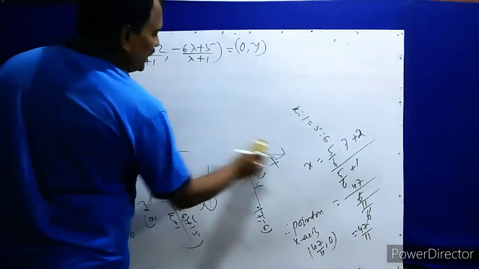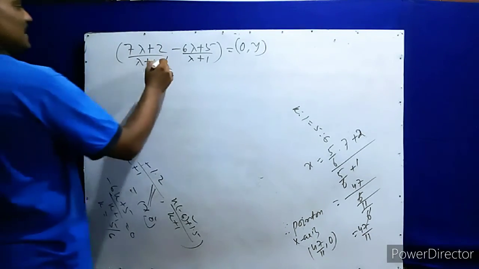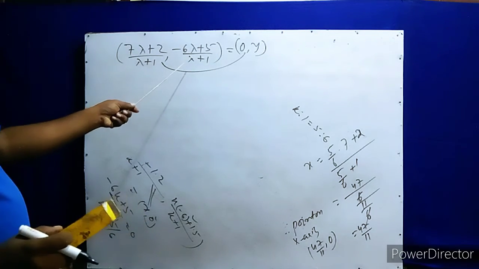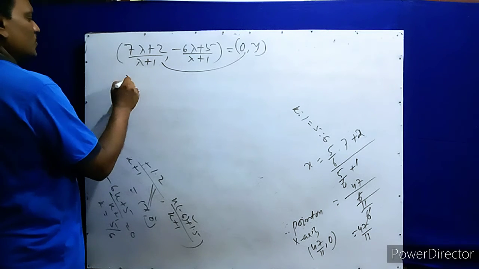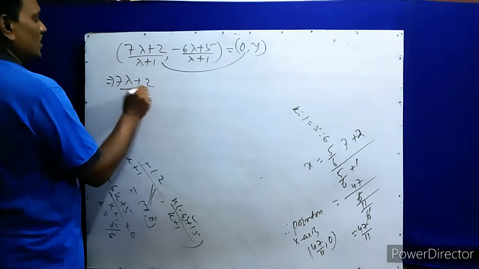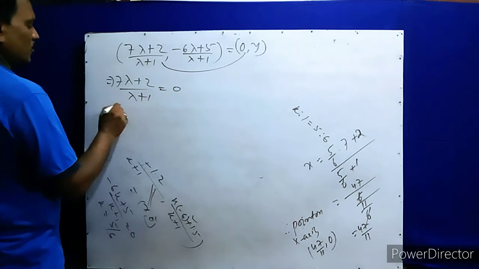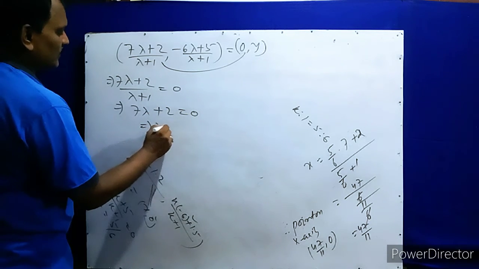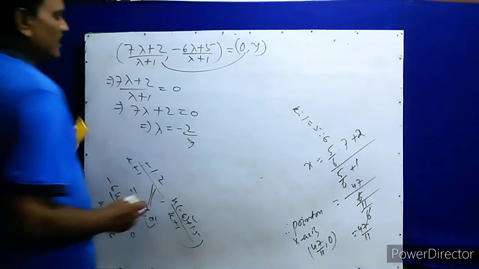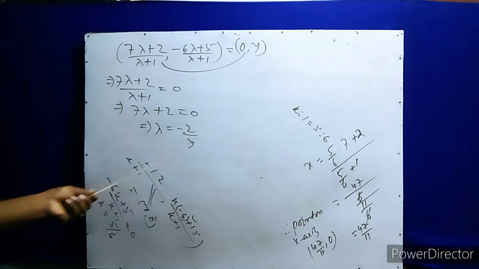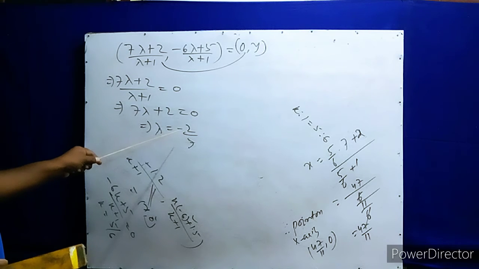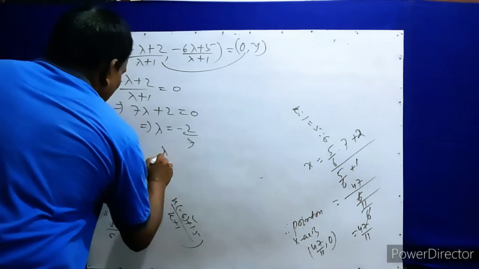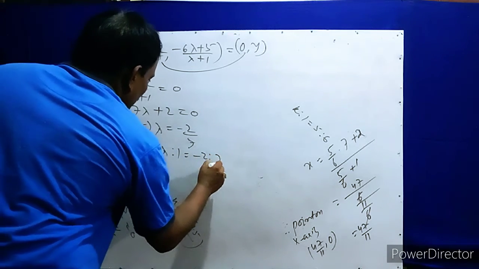So first of all, what to do here? First of all you equate this to 0. Then find lambda. After finding the value of lambda you put it here, then you get the y value. So finding lambda: (7 lambda plus 2) by (lambda plus 1) is equal to 0. On cross multiplying, we get 7 lambda plus 2 equals 0 and lambda equals minus 2 by 7. The ratio is minus 2 by 7. This indicates an external ratio. Remember this one. If minus comes, it is the external ratio. Lambda is to 1 equals minus 2 is to 7.